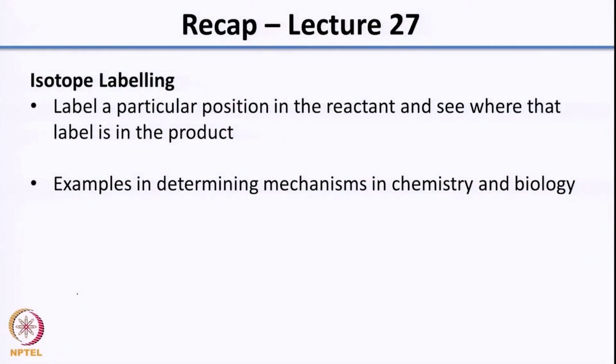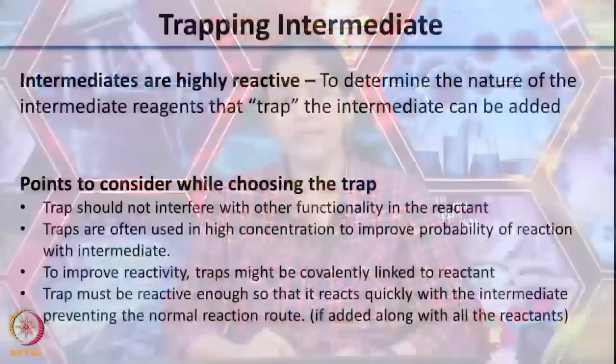So we had looked at several examples on how labeling can be used to determine the mechanism, and towards the end we had also looked at an example as to how isotope labeling was used to determine the mechanism of a particular enzyme. And before leaving I had just started discussing another experiment that is used to determine the mechanism, and this is trapping the intermediate.